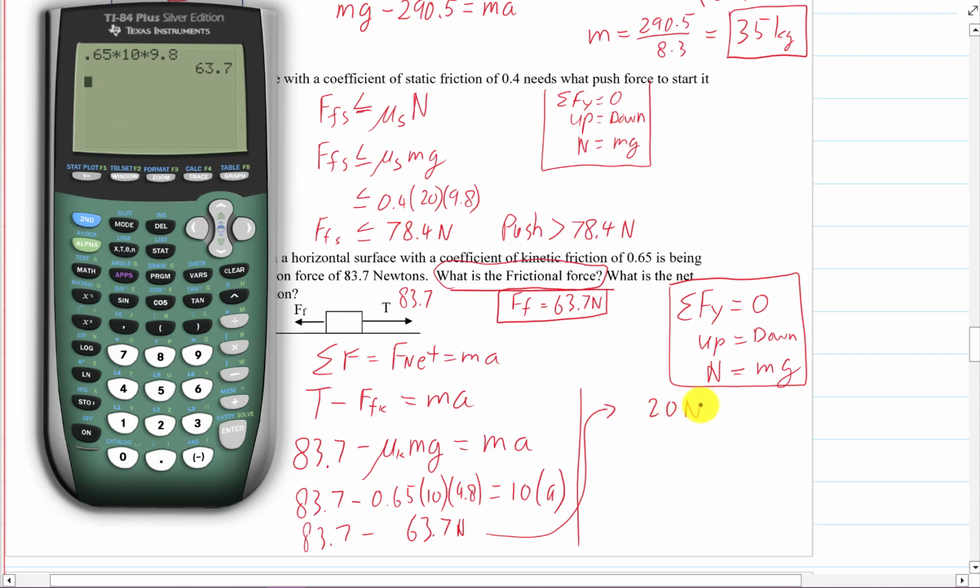And that makes 20 newtons is equal to ma. What is the importance of that 20 newtons? That's the net force. The net force is equal to 20 newtons. And if m is 10, this is 10 times a is going to equal 20, so a is 20 over 10, or a is equal to 2 meters per second squared.